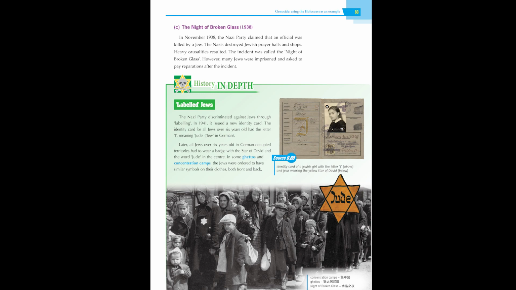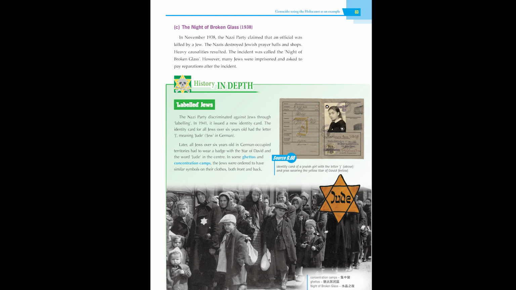History in depth: Labeled Jews. The Nazi Party discriminated against Jews through labeling. In 1941, it issued a new identity card. The identity card for all Jews over 6 years old had the letter J, meaning Jude, Jew in German. Later, all Jews over 6 years old in German-occupied territories had to wear a badge with the Star of David and the word Jude in the center. In some ghettos and concentration camps, the Jews were ordered to have similar symbols on their clothes, both front and back.